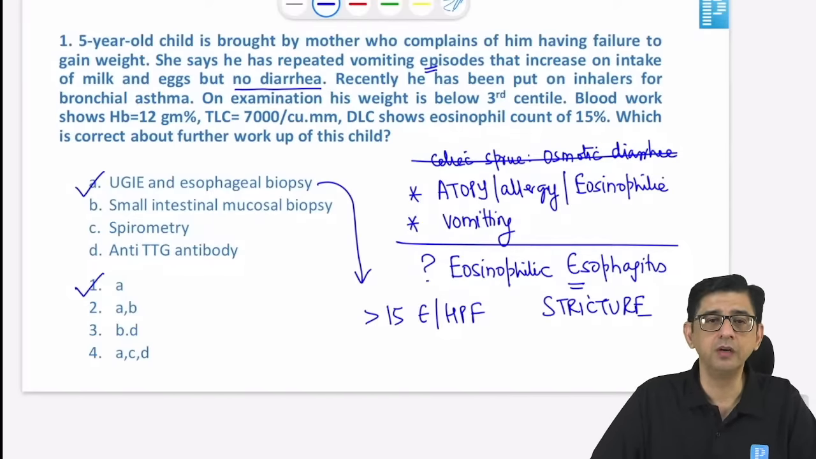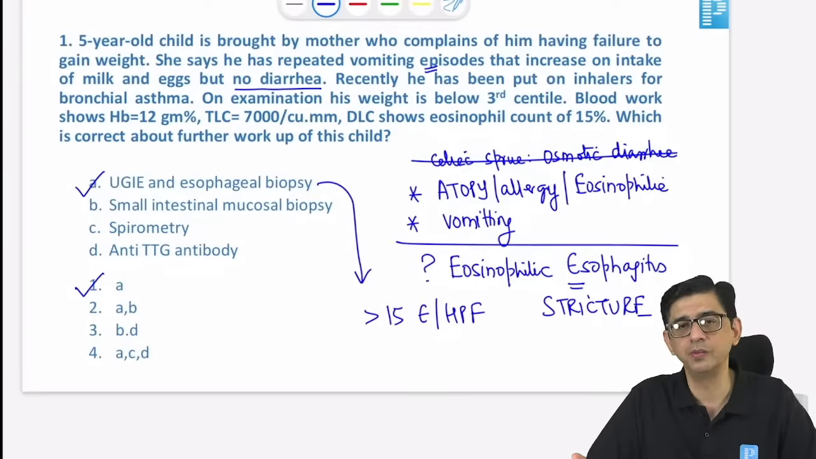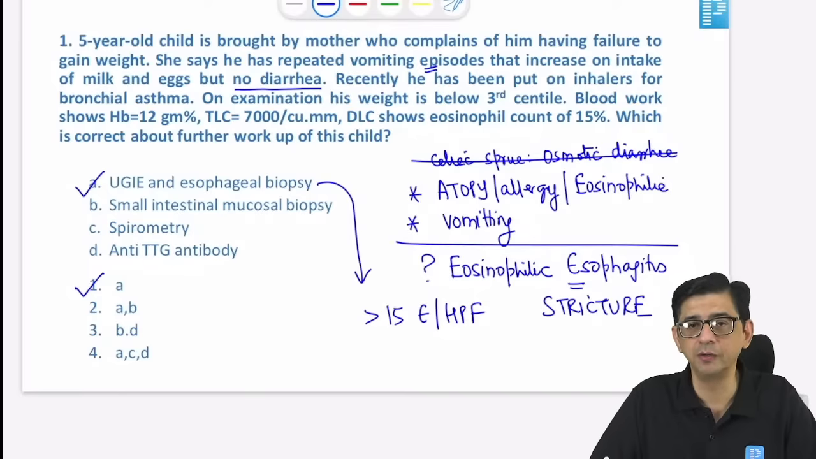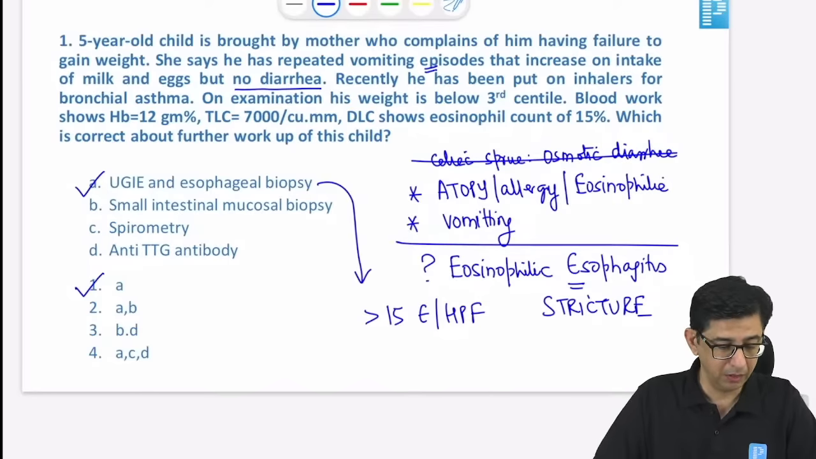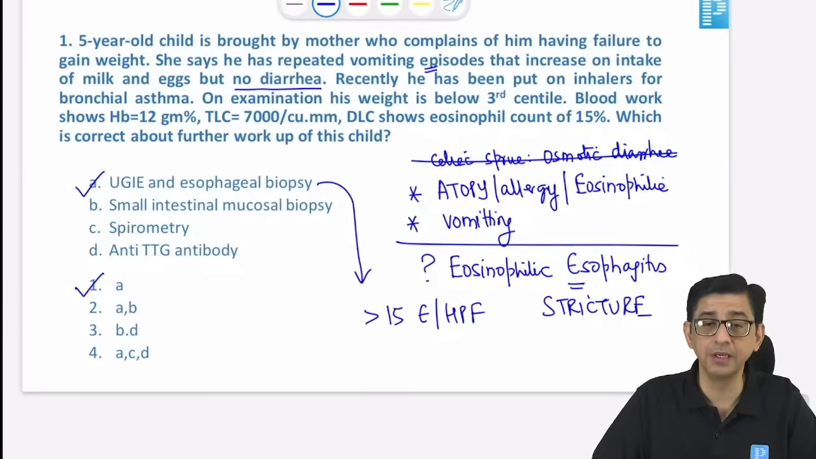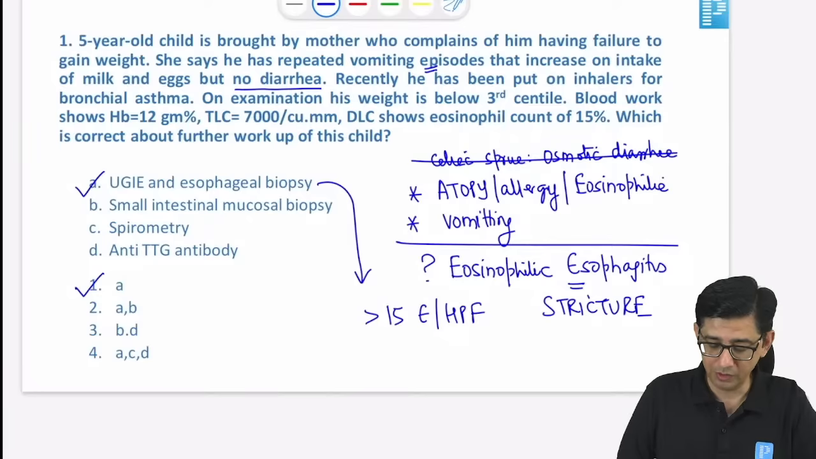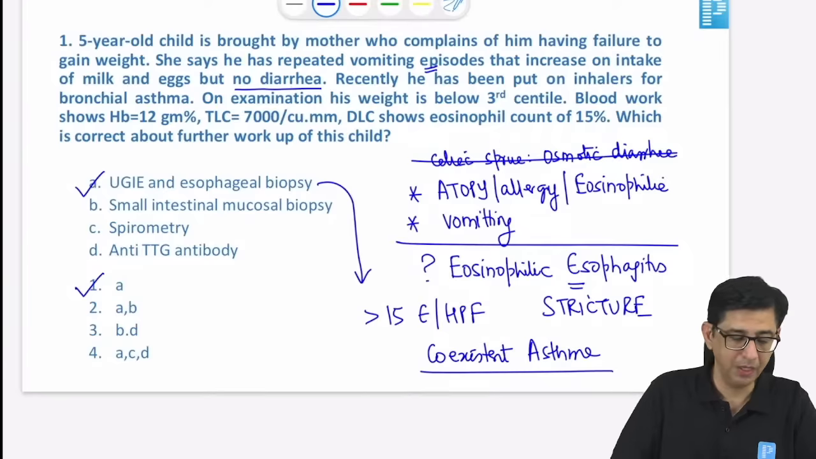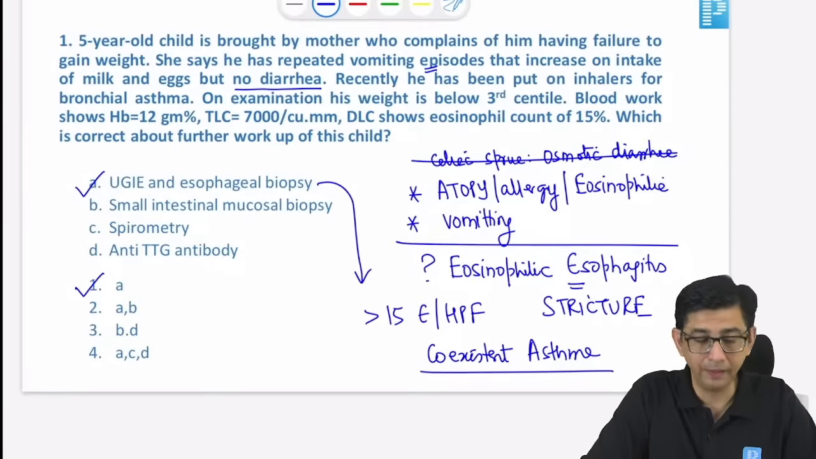Somebody also commented, why only milk and eggs? Because milk and eggs contain proteins, and the human body has more tendency to have allergy towards proteins, which is why milk and eggs have been mentioned in the question. Why has the patient been put on an inhaler? Because he was suffering from bronchial asthma, as in eosinophilic esophagitis there is a coexistent atopy. Please read up on eosinophilic esophagitis from the subsequent data, and then you'll understand this better.